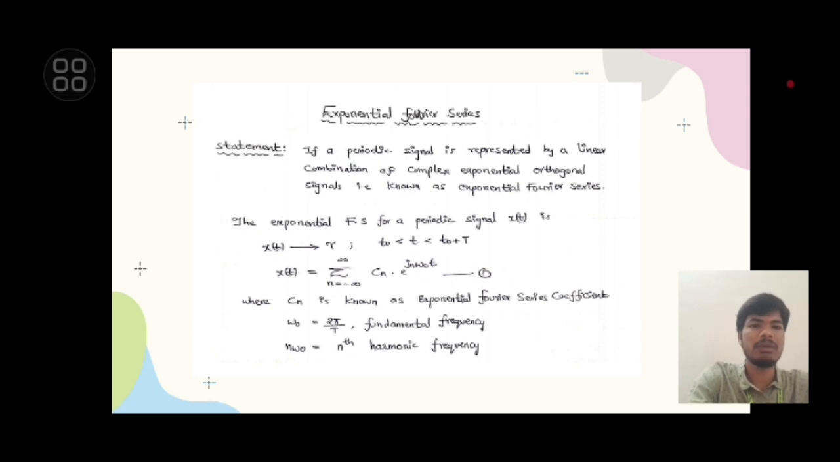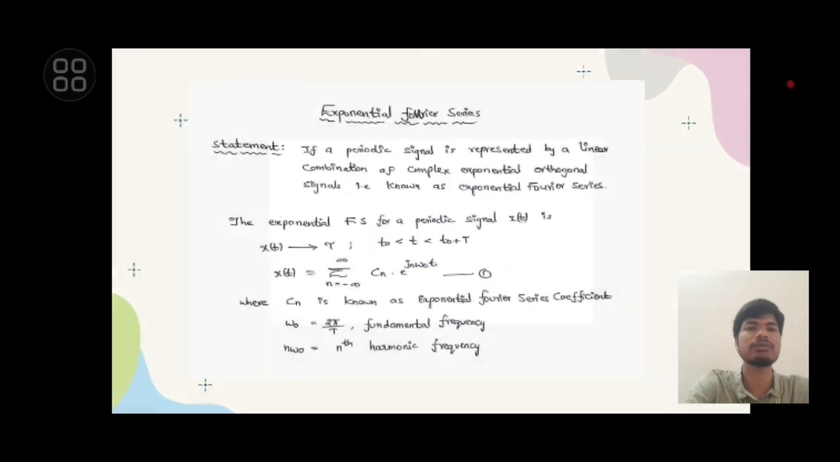It is also represented as x of t equals summation n equals minus infinity to plus infinity c suffix n into e power j n omega naught t, and this is considered as equation 1, where cn is the exponential Fourier series coefficient. Omega naught equals 2 pi by T is also known as the fundamental frequency. N omega naught is the nth harmonic frequency.